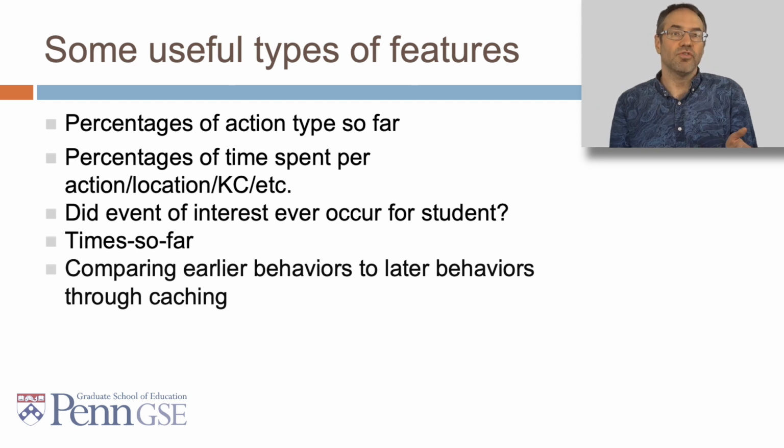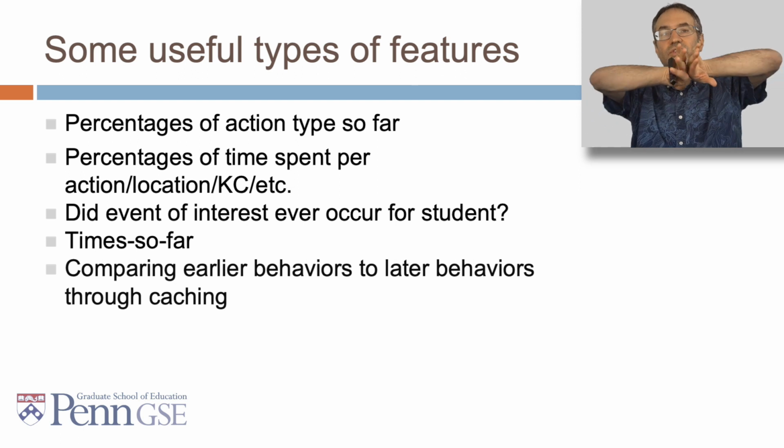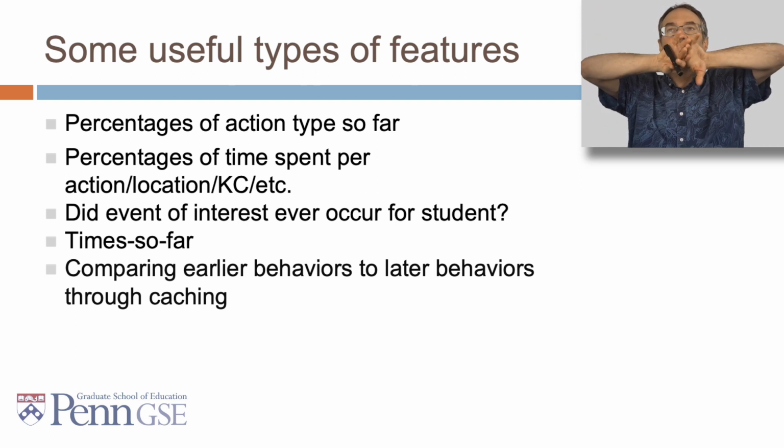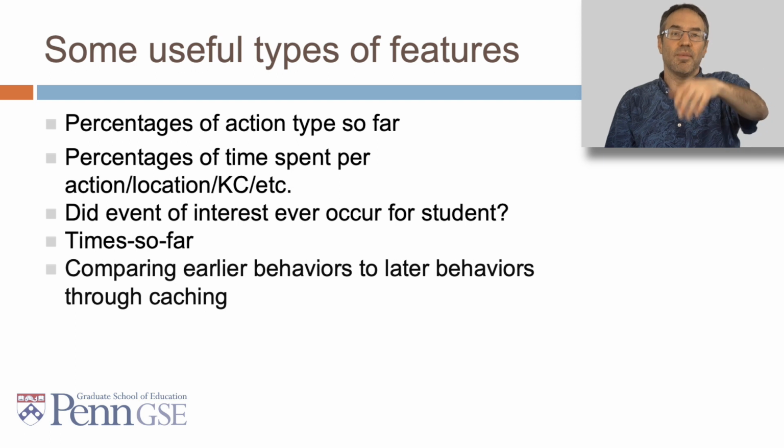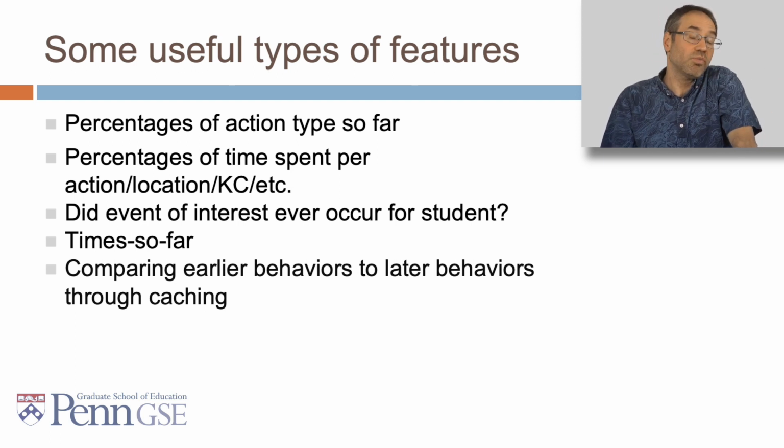Another type of useful feature: did an event of interest ever occur for the student? Sometimes, if some events occurred, it really represents a difference in everything thereafter. How many times has something happened so far? Comparing earlier behaviors to later behaviors through some sort of caching.